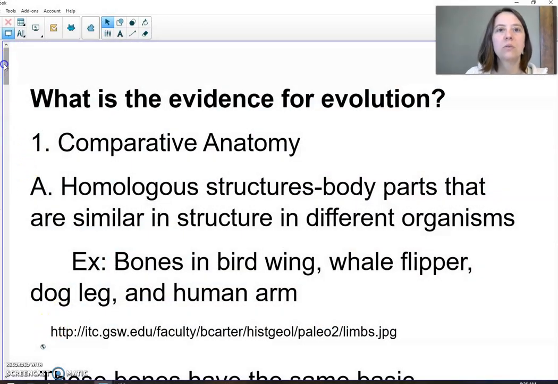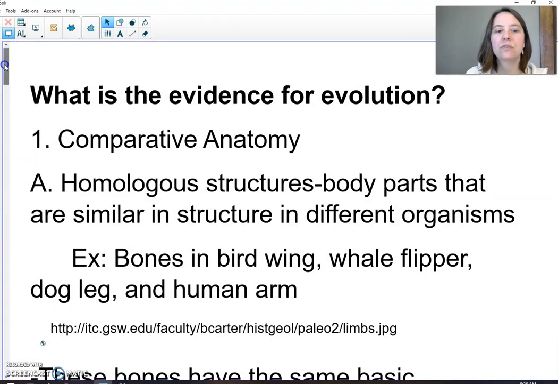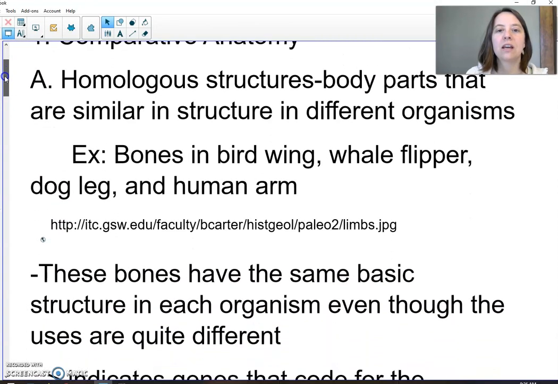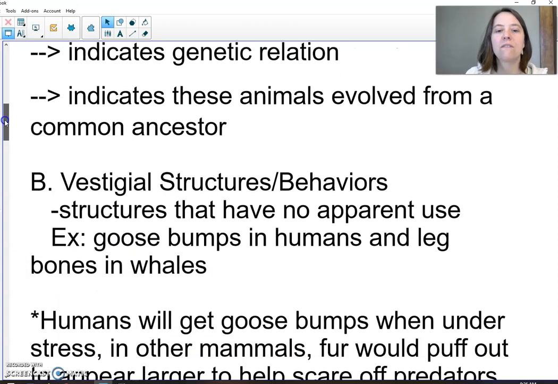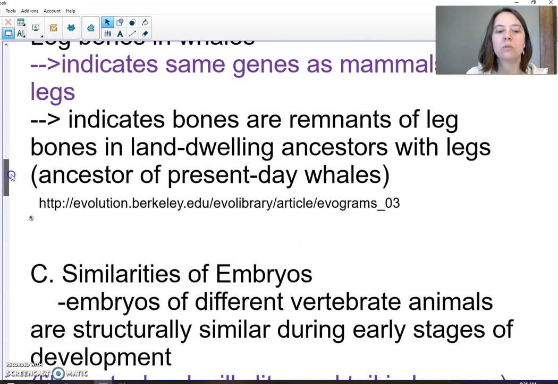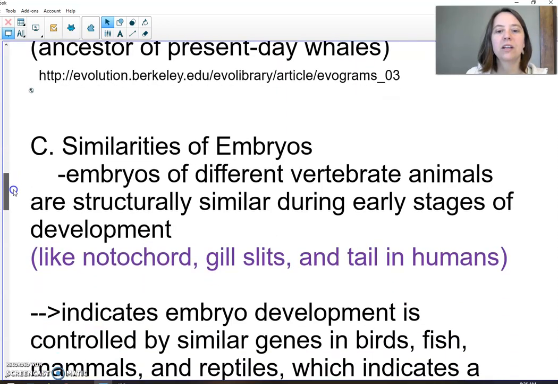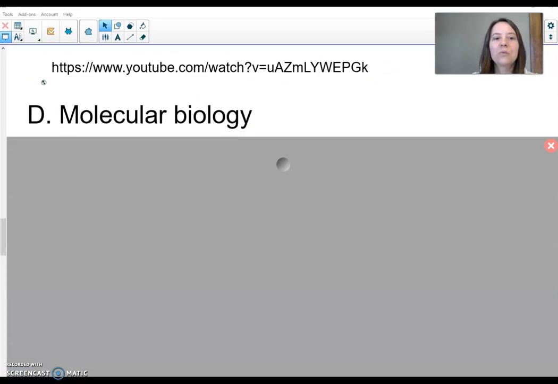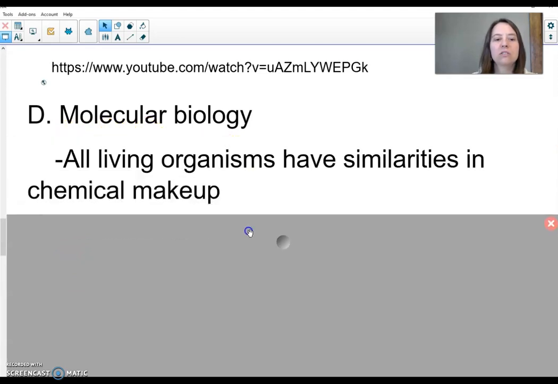In Part 3, we learned about the evidence for evolution with comparative anatomy and homologous structures, vestigial structures with human goosebumps and leg bones in whales, and the similarities of embryos. We will be learning more about molecular biology, which is the biology at the molecule level. So all organisms have a similar genetic or chemical makeup. So please write that down.